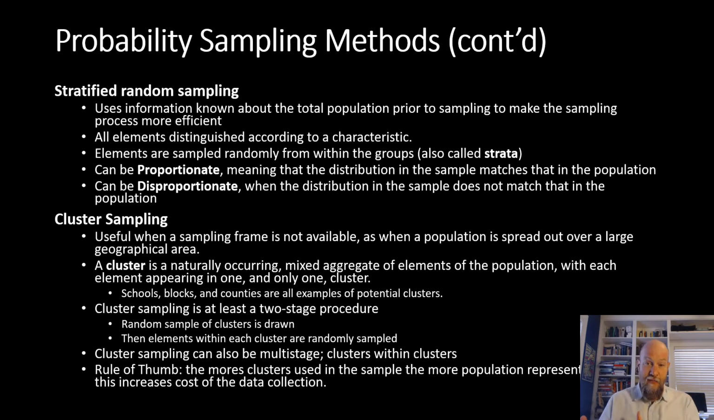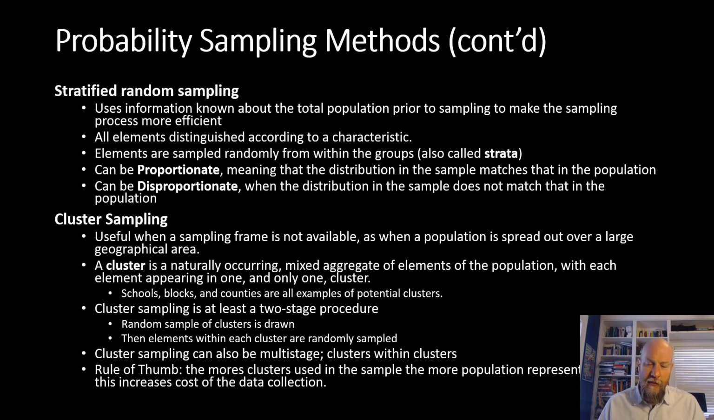If I want 50% grad students and 50% undergrads, then I can disproportionately sample based upon that information that I have. I can create those two strata of graduate and undergraduate, but I can draw 50% of my sample from here and 50% from here. So it really depends on your design and what it is you're studying as to whether or not you want a proportionate or disproportionate sample.